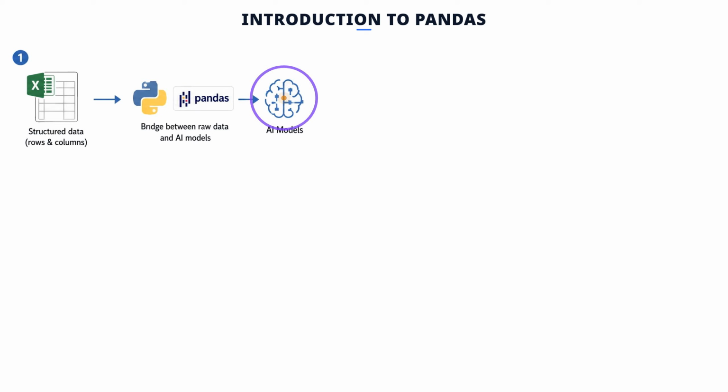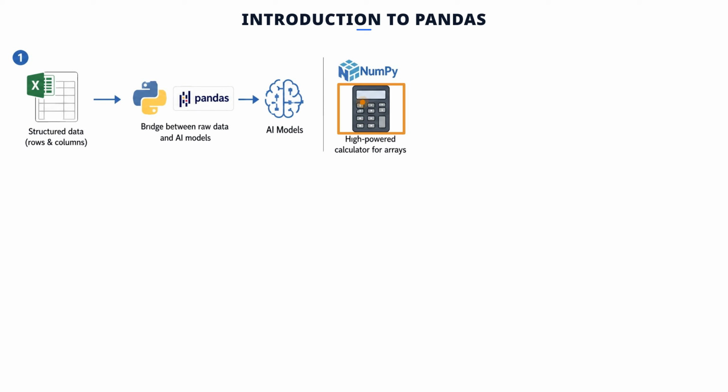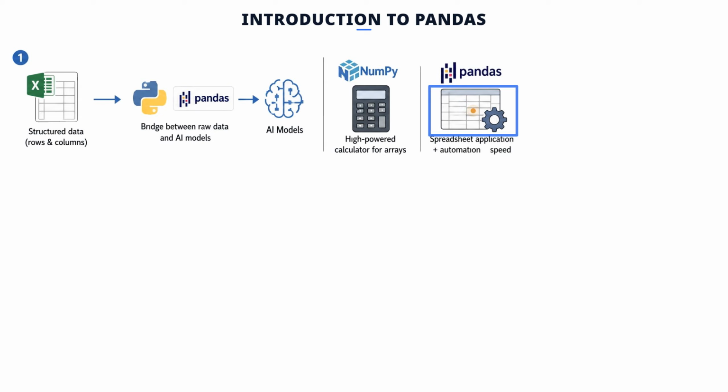You might wonder how this fits in with other Python tools you've heard of. While a library like NumPy is brilliant as a high-powered calculator specifically for numerical arrays, Pandas operates much more like an automated spreadsheet. It gives you that familiar tabular layout, but with the added superpowers of extreme speed and automation.